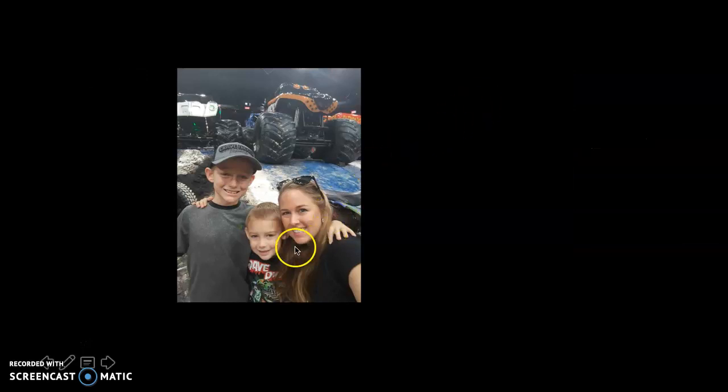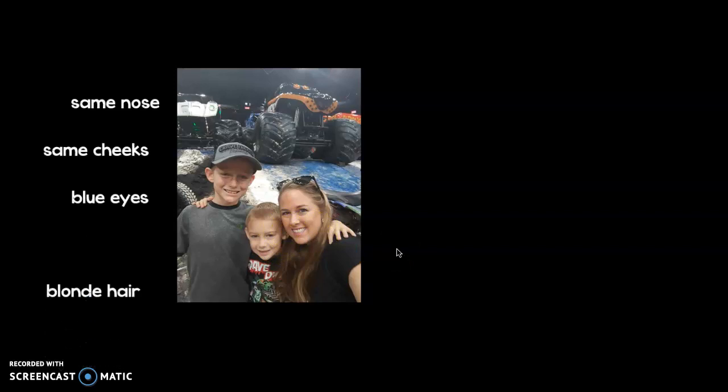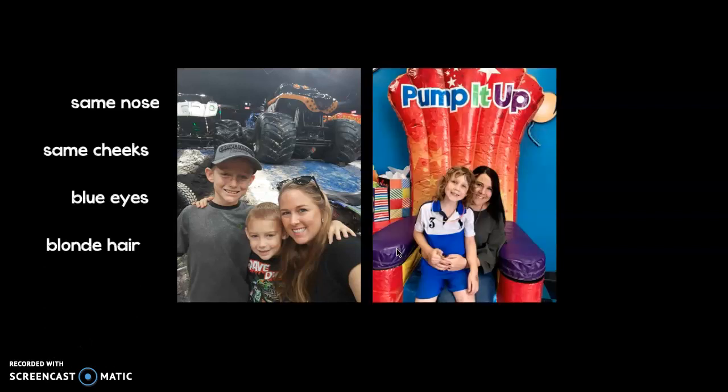Let's look at Miss Lydell and Jackson. Take a minute and pause and think about what traits they both have that are the same. Did you say they both have the same nose? Look at that. You can see right there, their noses are very similar. They have the same cheeks. You see how they have these cheeks right here when they smile? They smile big. They have blue eyes. And did you notice that they have blonde hair? They do.